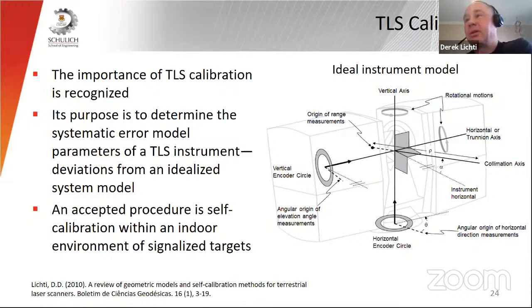And what we want to do is determine the parameters that are deviations from the cartoon on the right, which is an idealized system model where all axes are mutually orthogonal where relevant, and they intersect at a common point, and there are no eccentricities, and the origins are at the points of intersection of axes, and so forth. There are many facets to it that we won't go into in detail here. But to determine those error parameters, an accepted procedure is the self-calibration procedure within an indoor environment of targets. And I'll show that briefly.